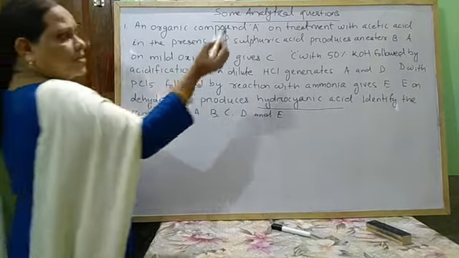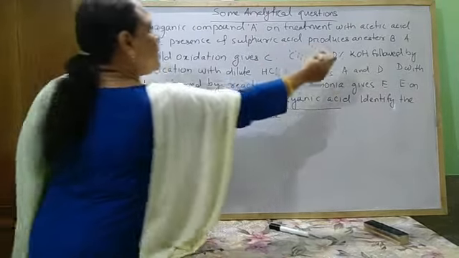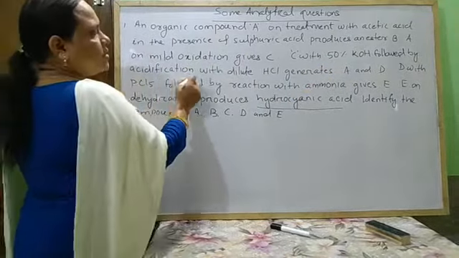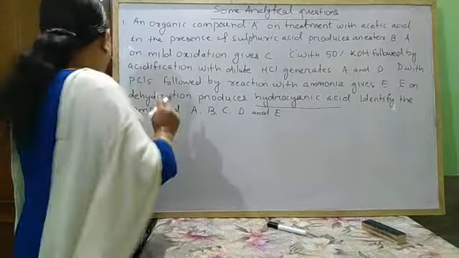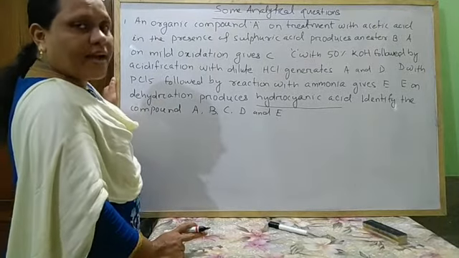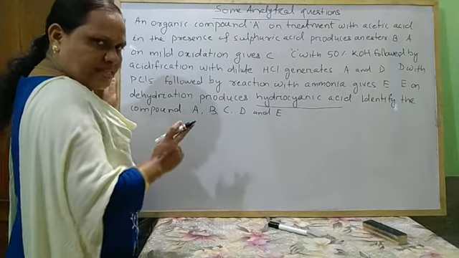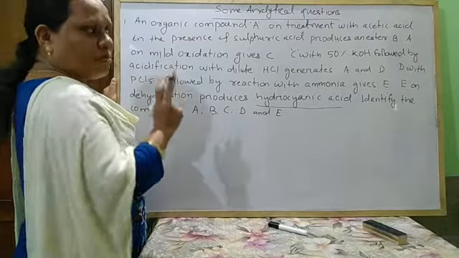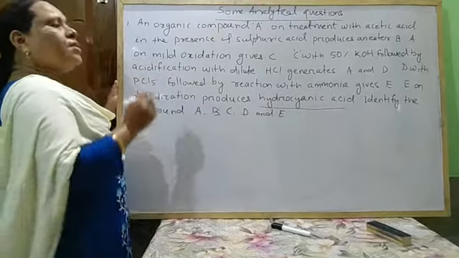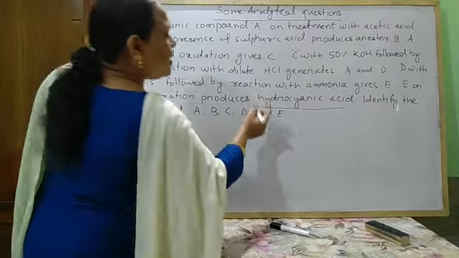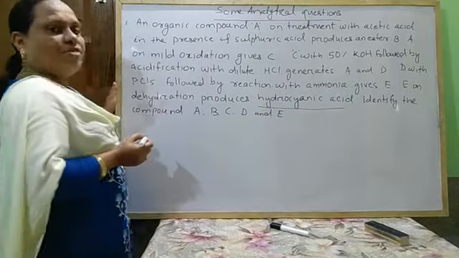Another thing, when C reacts with 50% potassium hydroxide followed by acidification with dilute HCl generates A and D. So this is an aldehyde without alpha hydrogen atom. That means it may be formaldehyde or it may be benzaldehyde. If it is formaldehyde, then hydrocyanic acid may be produced as the end product. But if it is benzaldehyde, then it gives benzonitrile or phenyl cyanide instead.